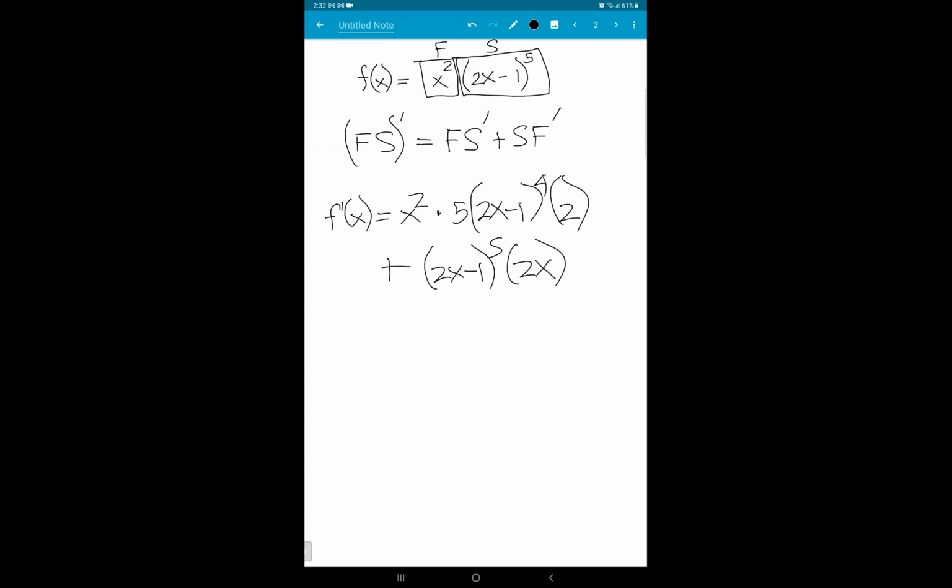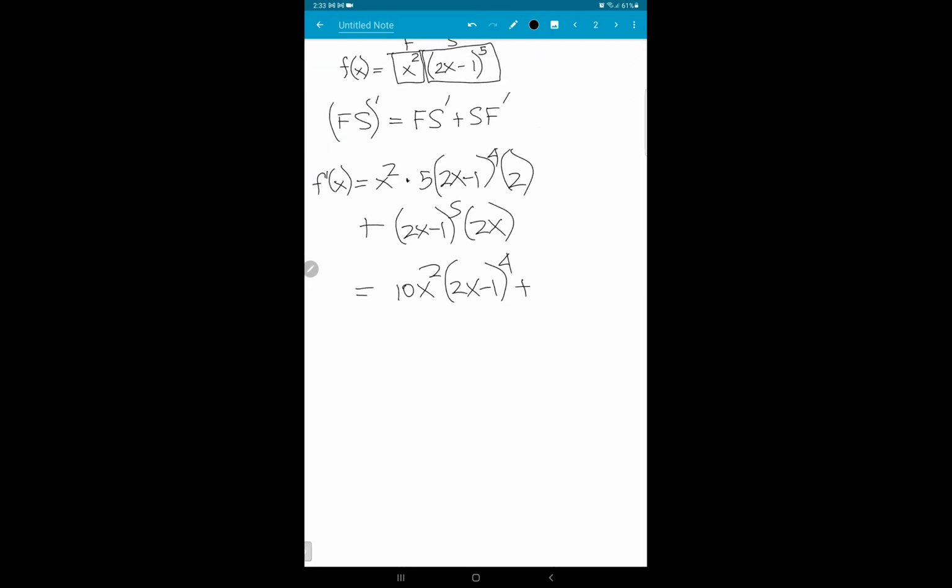So if I were to do just a little more simplification, I would write 10x squared times (2x minus 1) to the 4th plus 2x times (2x minus 1) to the 5. Now, in our previous calculus courses in the past 5 years or so, we usually ask or require students to factor out this expression.